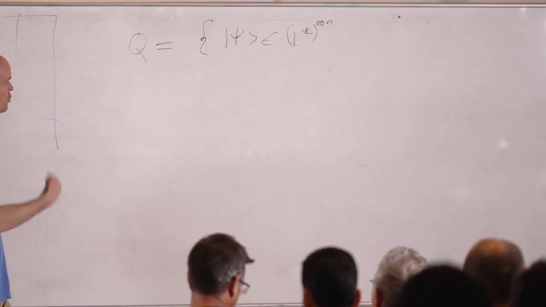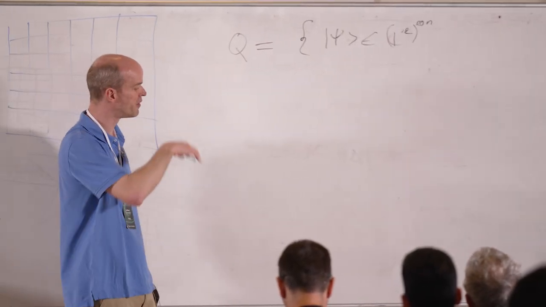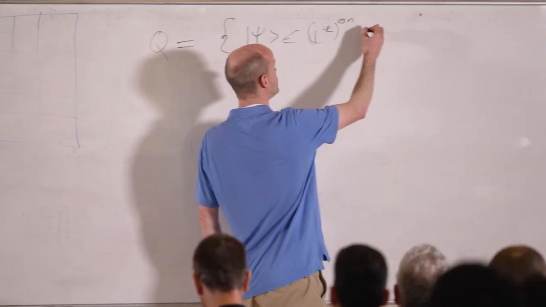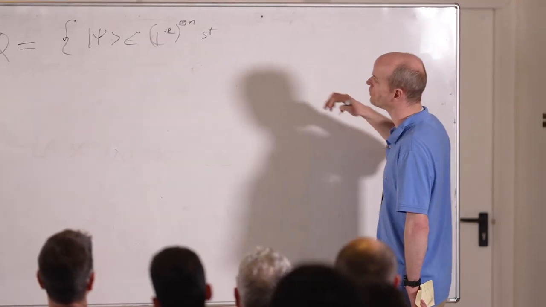and now we want to enforce some constraints. In the classical case, it was really linear constraints. You have these binary equations that I had yesterday. In the quantum case, what I want is kind of the same.